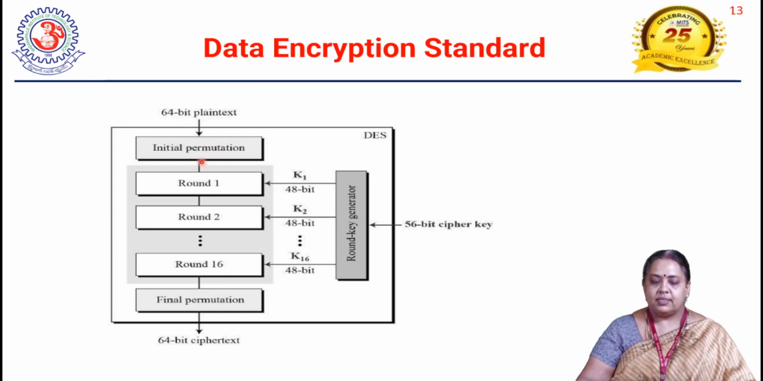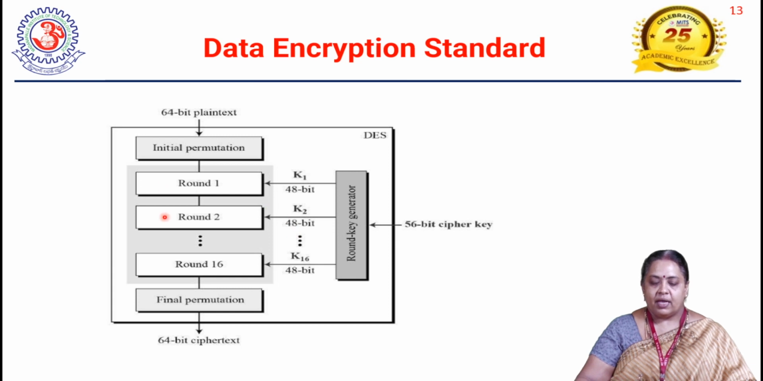In the DES algorithm, first we have to go for the initial permutation. In the DES algorithm, we have 16 rounds. Before giving the plain text to round one, we perform initial permutation. The output of the initial permutation is given to round one. On each round, a separate 48-bit key will be used, which is generated from the 56-bit cipher key. So the key size is 56-bit. From this 56-bit key, we are going to generate 16 48-bit keys.